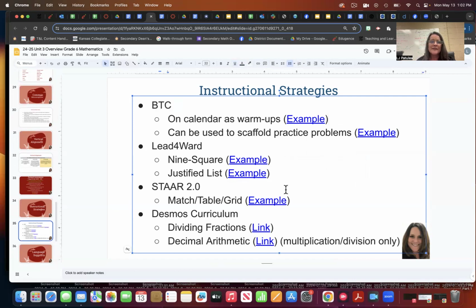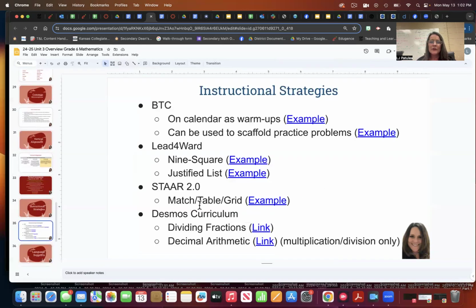We do have some examples of lead forward strategies, a 9-square problem, where students have to come up with their own questions. They have to figure out what the question is asking, what mathematical operations are involved in the question. And also a justified list where we give the students a problem and they have to determine whether each step is true or false and give a justification whether it's true or whether it is false.